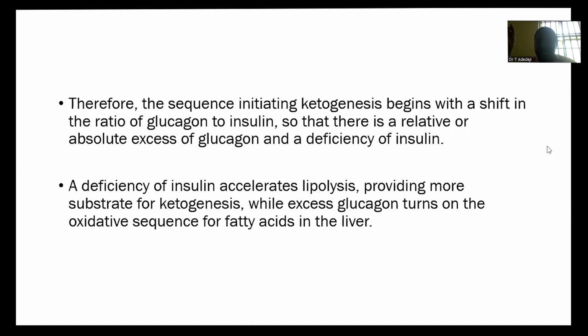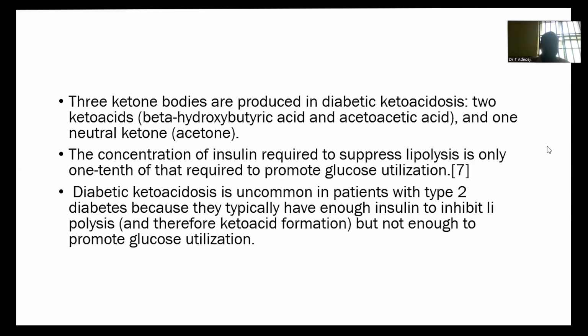Therefore, the sequence initiating ketogenesis begins with a shift in the ratio of glucagon to insulin, so that there is a relative or absolute excess of glucagon and a deficiency of insulin. The deficiency of insulin accelerates lipolysis and provides more substrate for ketogenesis, while excess glucagon turns on the oxidative sequence for fatty acids in the liver. There are three ketone bodies, as we know, acetone, acetoacetate, and beta-hydroxybutyrate, and they have an equilibrium of formation and transformation.